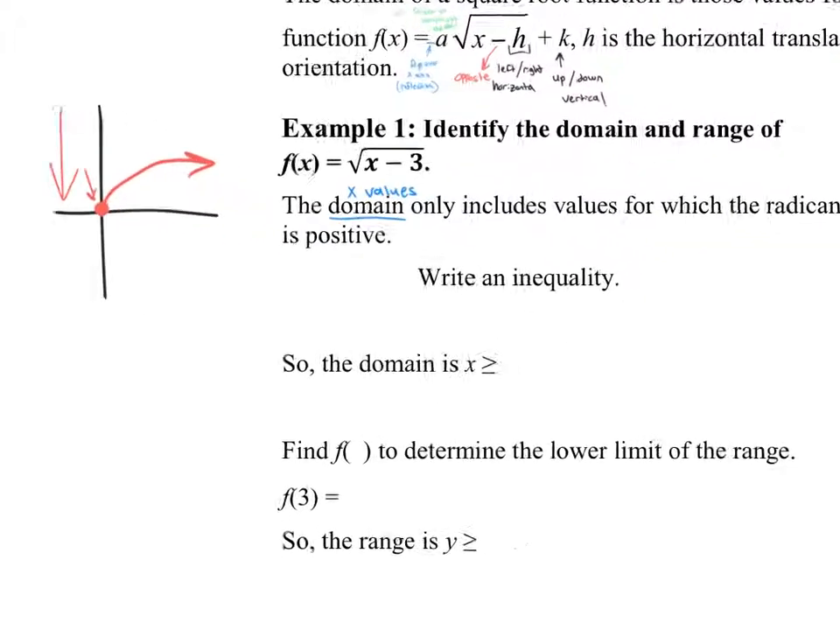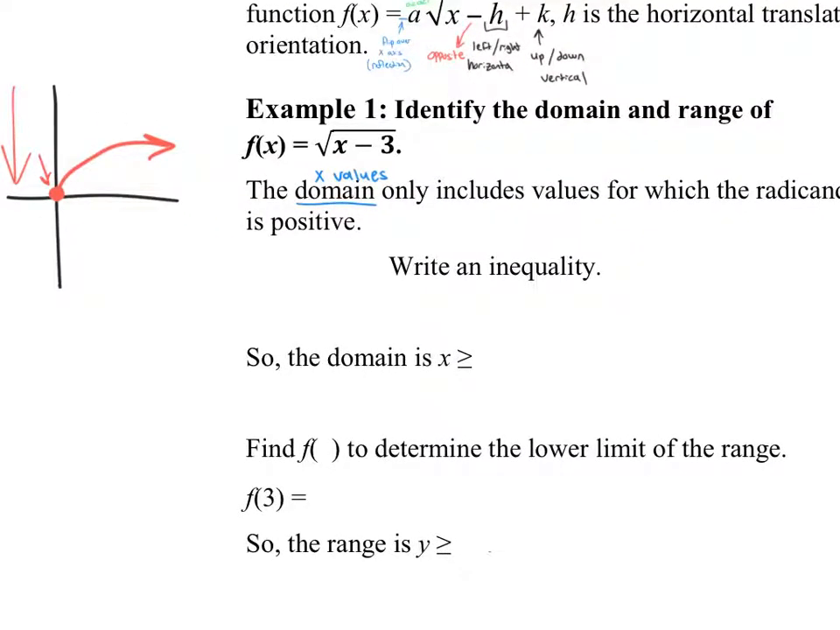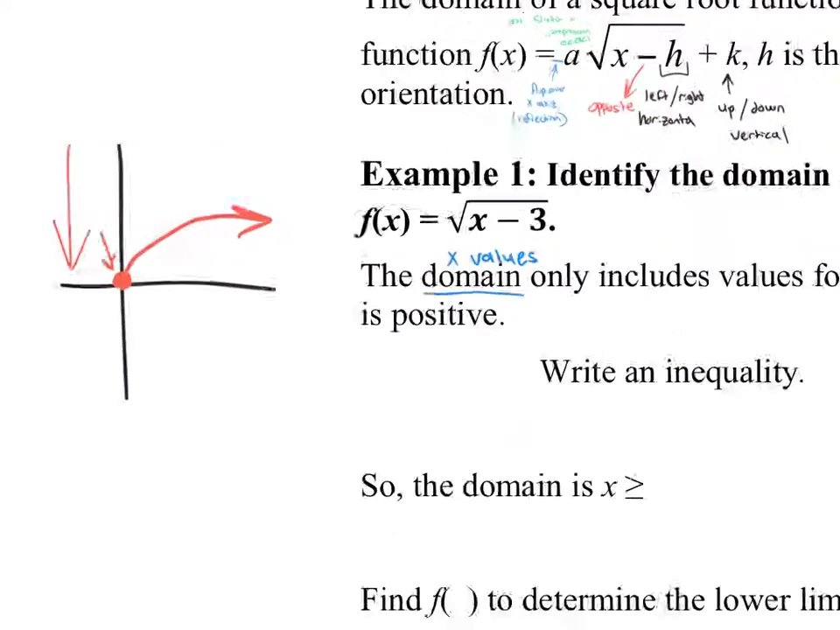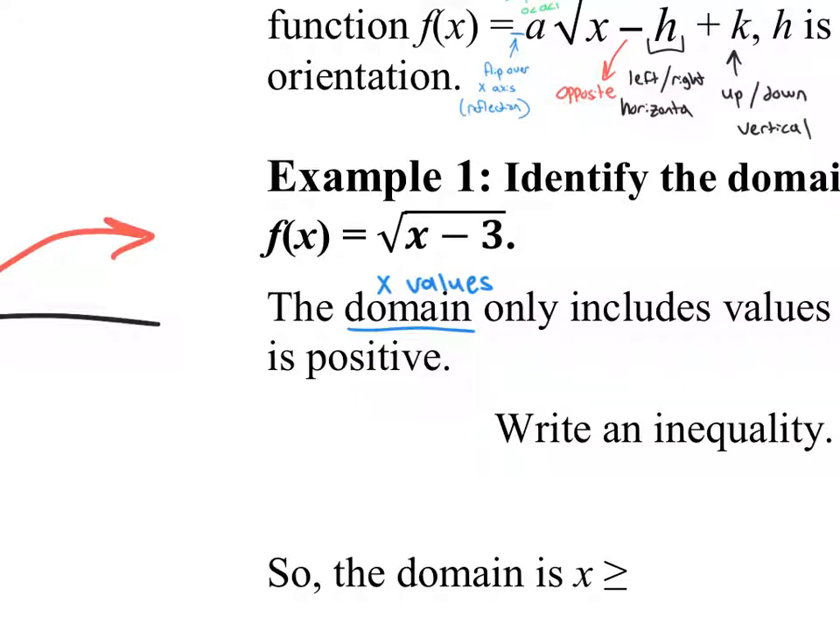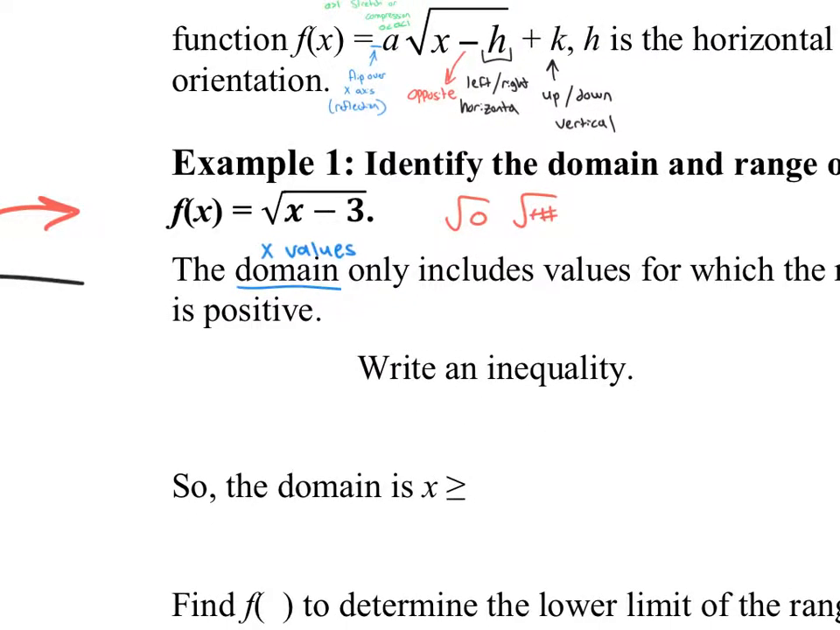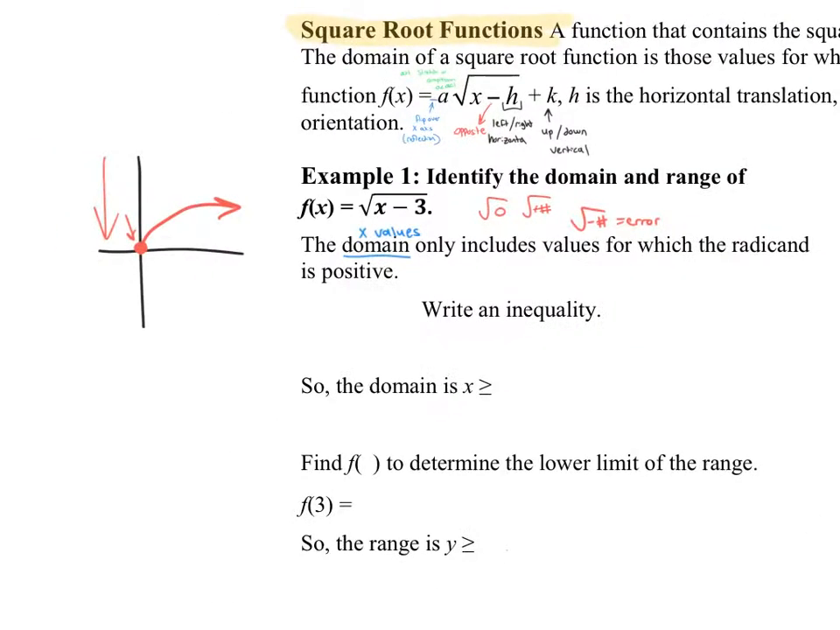The way to find the domain is to figure out what makes these stop. Now, square root functions are good to go. I can square root a 0, I can square root a positive number, but if we try to square root a negative number, we get an error. And yes, we could talk about imaginary numbers from last chapter, but that's not going to be prevalent here in this chapter.